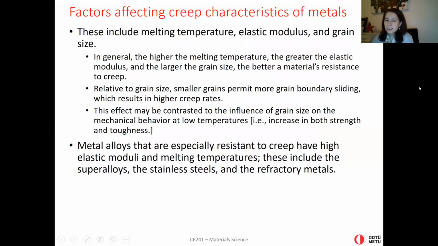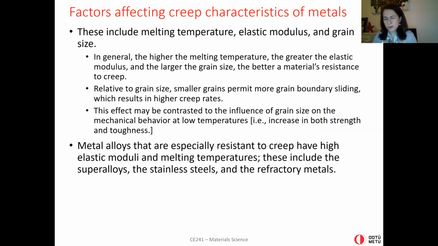Actually, let's go over the factors affecting creep characteristics of metals. These include melting temperature, elastic modulus, and grain size. Basically, of course, this is a generalization, but the higher the melting temperature, the greater the elastic modulus, and the larger the grain size, the better the material's resistance to creep.